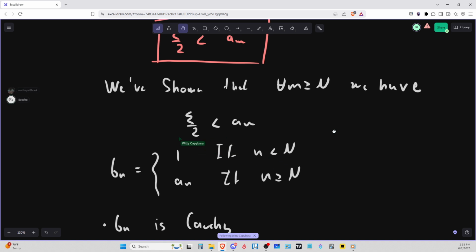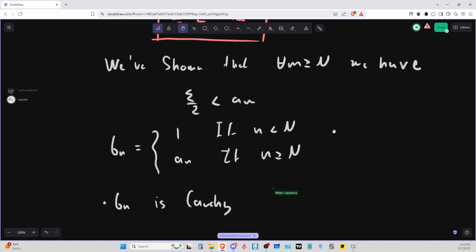Yeah, but that's not really the reason why. The reason why is that if you look carefully at this definition, when n is bigger than big N, it basically becomes An, but we know that An is Cauchy by hypothesis, right? Therefore, Bn is also Cauchy. Bn is Cauchy because An is Cauchy.